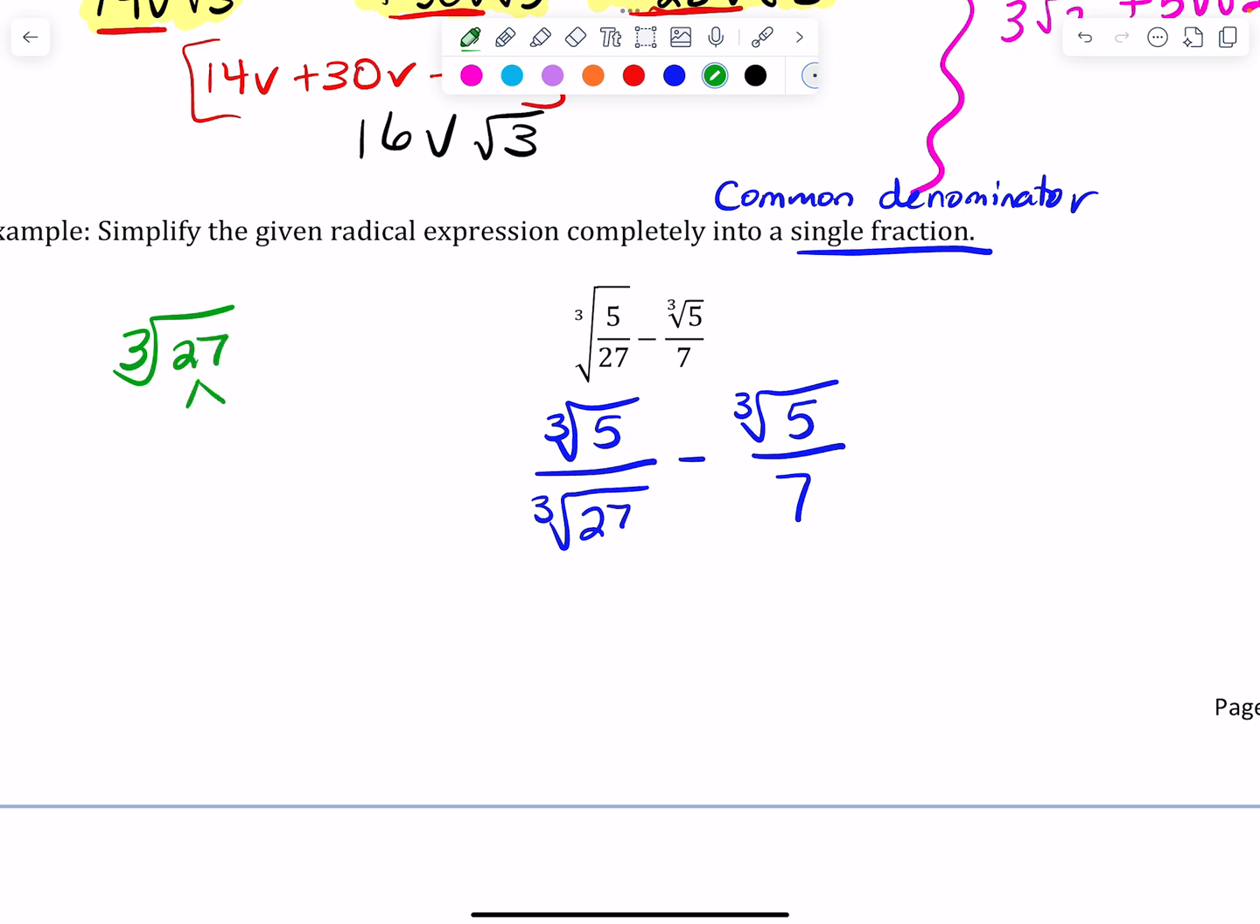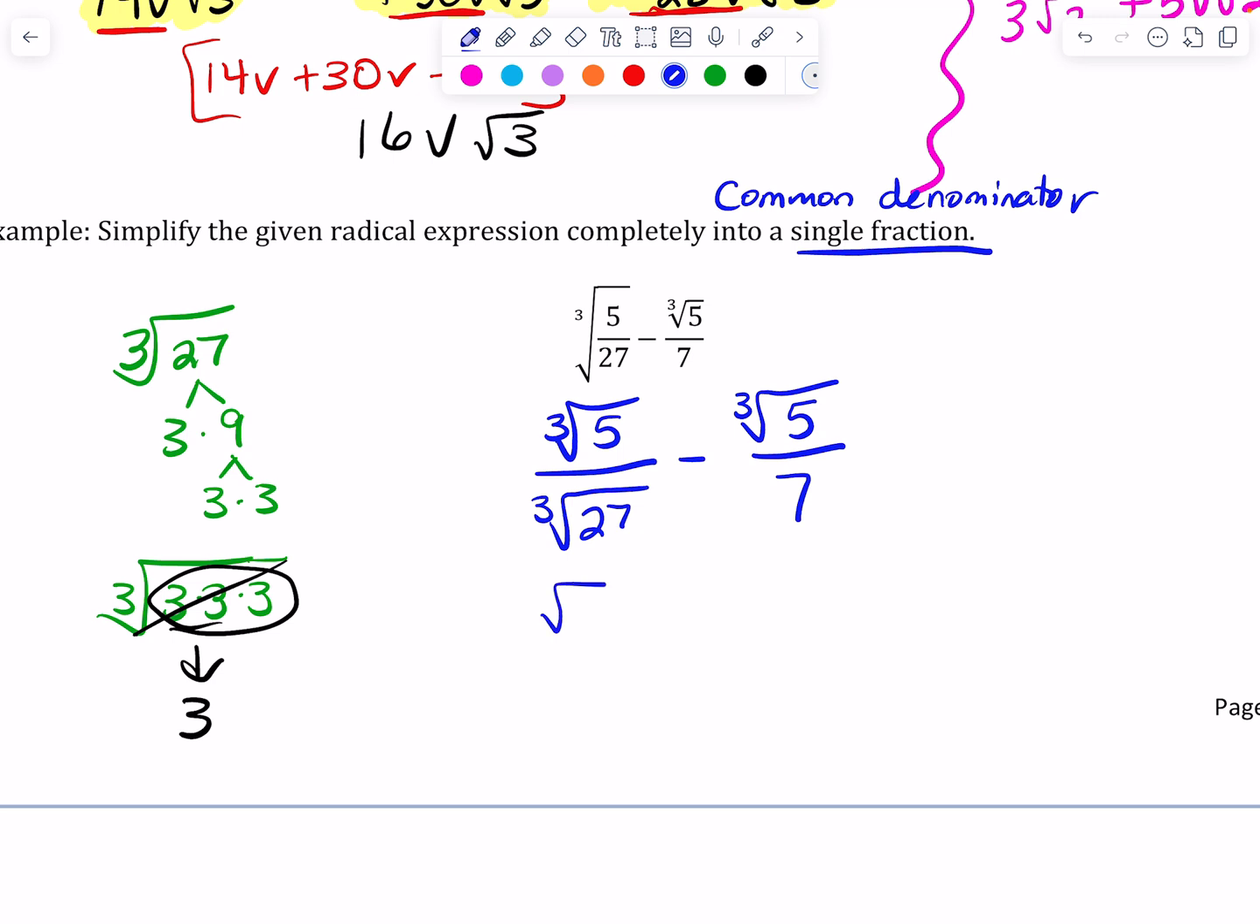If you're still breaking things down with a factor tree, that's fine. We get the cube root of 3 times 3 times 3. We are looking for groups of 3, which we have. So that tells us the cube root of 27 is going to be 3, and there's nothing left underneath the radical. So this gives us the cube root of 5 over 3 minus the cube root of 5 over 7.